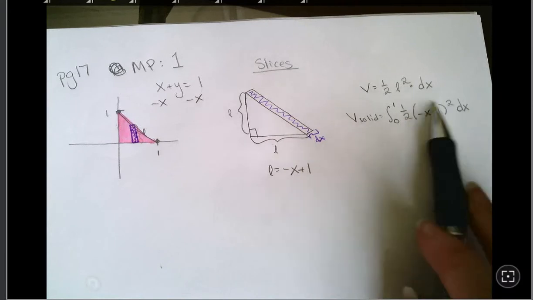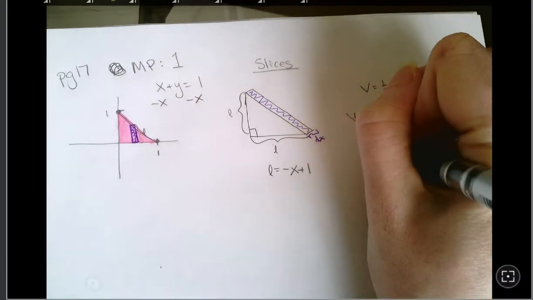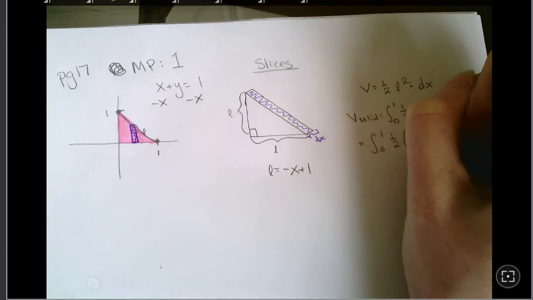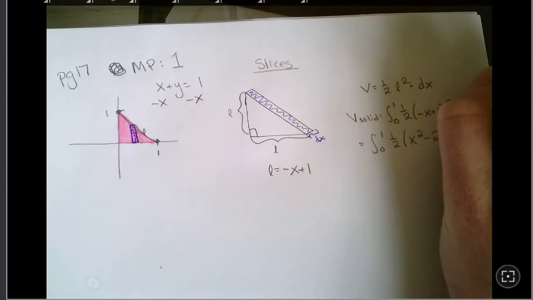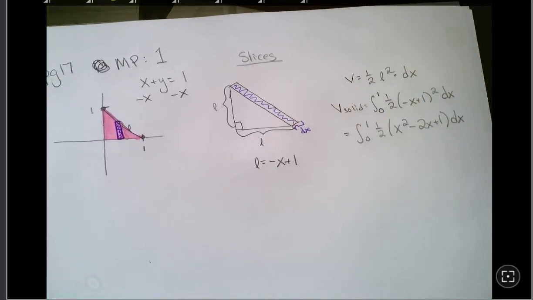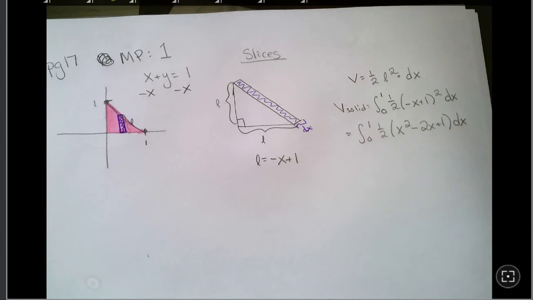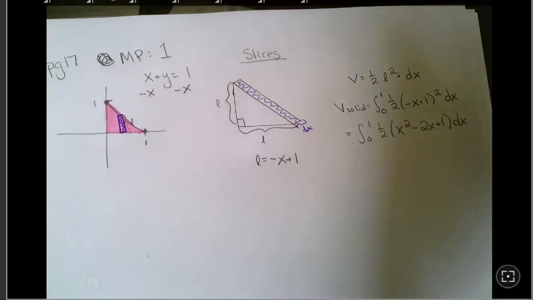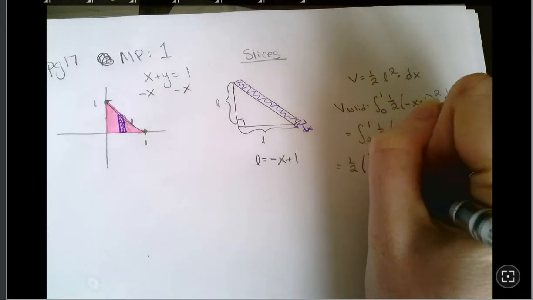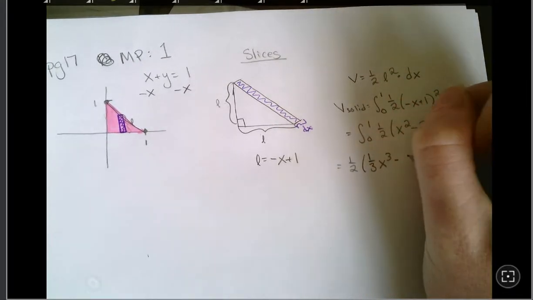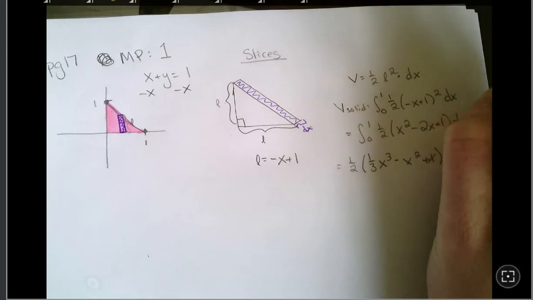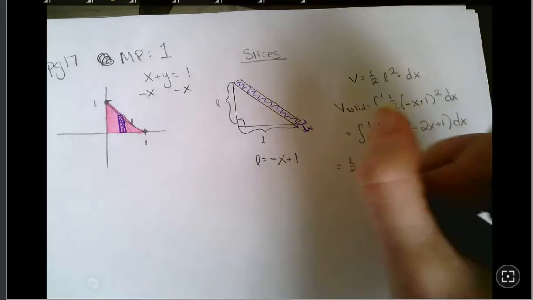First step is going to be to FOIL this out though. So this is going to be equal to the integral from 0 to 1 of 1/2, and now we're going to have an x squared minus 2x plus 1 dx. Last thing we're going to do here, take our integral. So 1/2, we now have a 1/3 x cubed, we have a minus x squared plus x, and we're evaluating from 0 to 1.